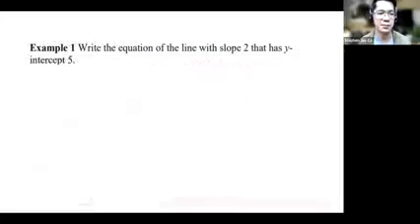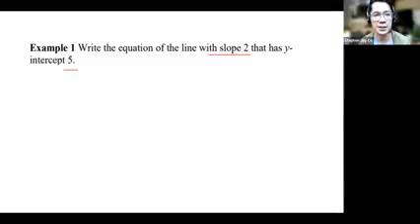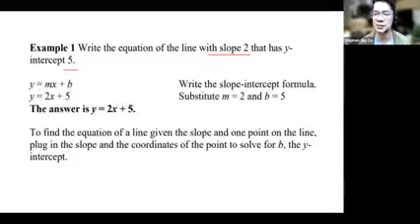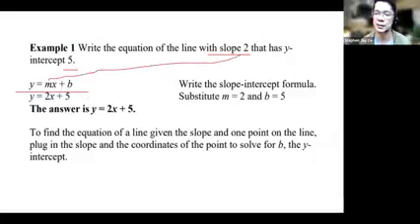Let's have a bit of an example. Write the equation of the line with slope 2 and a y-intercept of 5. We can use the slope-intercept formula because you have the slope here and the intercept of 5. The slope-intercept form is y equals mx plus b, and you just simply substitute the given slope, 2, for m and the intercept for b. So y equals 2x plus 5.